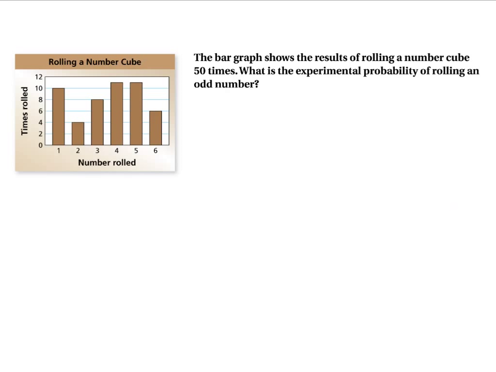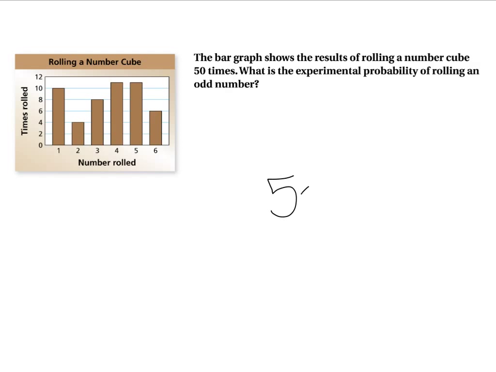All right, let's look at some examples here. It says the bar graph shows the results of rolling a number cube 50 times. So we take a die and roll it 50 times, and we want to know the experimental probability. So this is actual results of rolling an odd number. Here, our odd numbers obviously are right here. So they rolled it 50 times, and this is what they got each time.